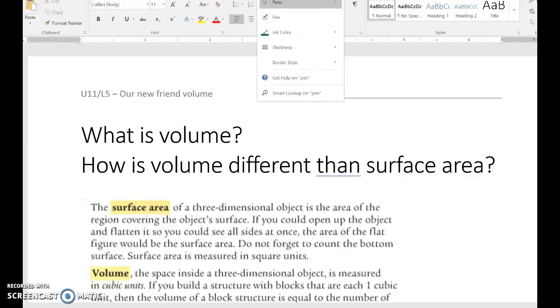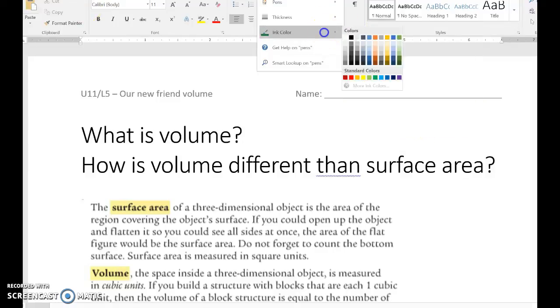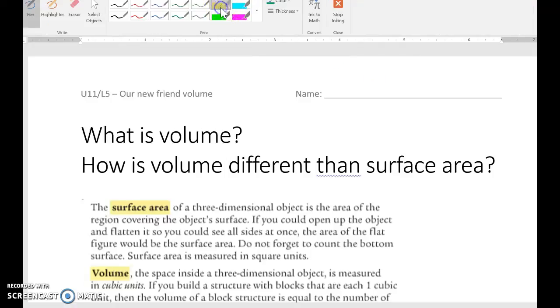Okay, so we've most recently been talking about surface area. And what I want to do right now is actually do some nice highlighting and just try to understand the difference between surface area and volume, okay? So the surface area of a three-dimensional object is the area of the space, the region covering the surface, right?